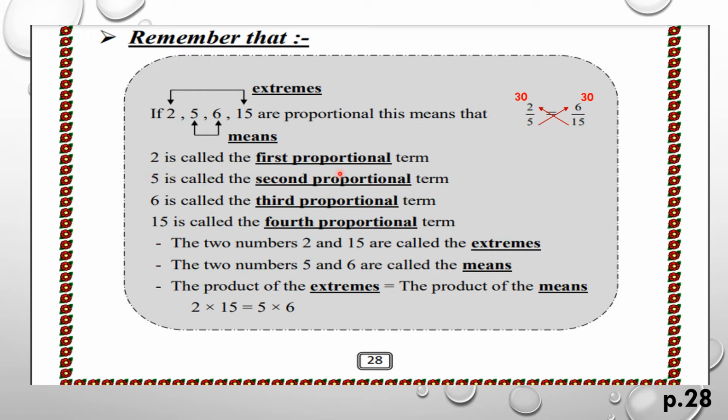2 is called the first proportional term, 5 is called the second proportional term, 6 is called the third proportional term, 15 is called the fourth proportional term. The two numbers 2 and 15 are called the extremes as we said, and the two numbers 5 and 6 are called the means. And the product of the extremes equals the product of means as we tried out. 2 times 15, the result is 30. 5 times 6, the result is 30 also.